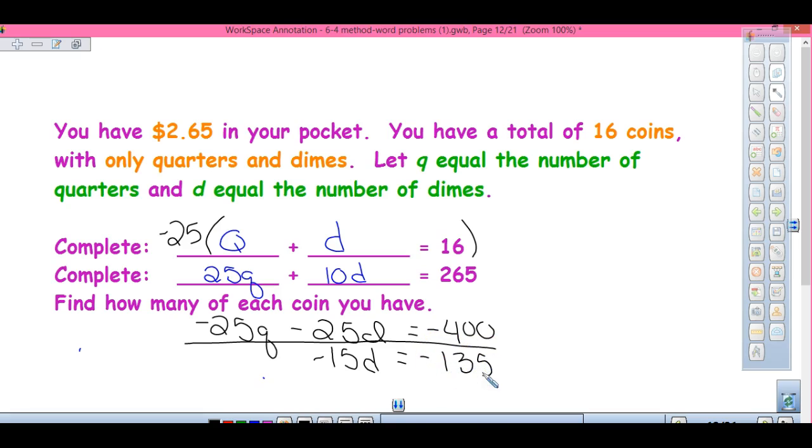Okay, so now what do I do? Divide by negative 15. So 9 dimes. So if I've got 9 dimes and I've got 16 coins, how many quarters do I have? 7. Because 9 plus 7 gives us our 16 coins.